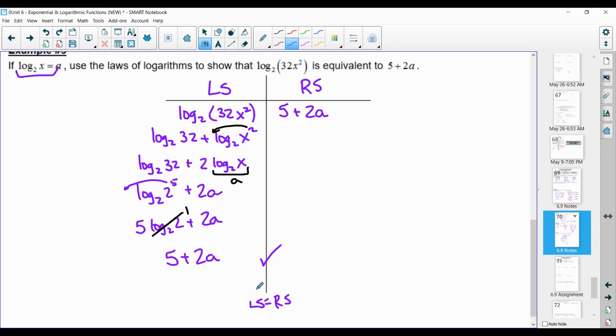All right, so that's only a few examples, but hopefully it gives you enough to understand how we can combine our expressions or rearrange our expressions using a combination of log laws. Do a few practice questions, and we'll see you soon.